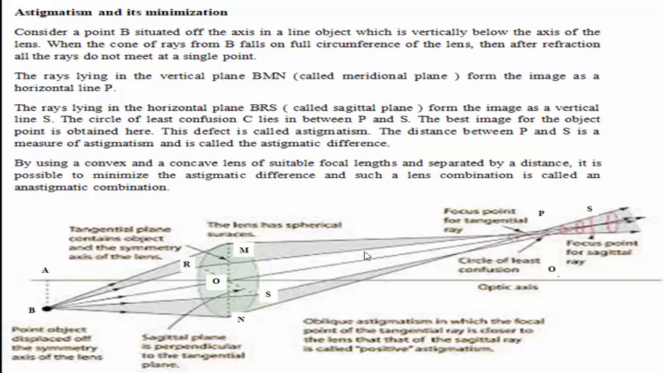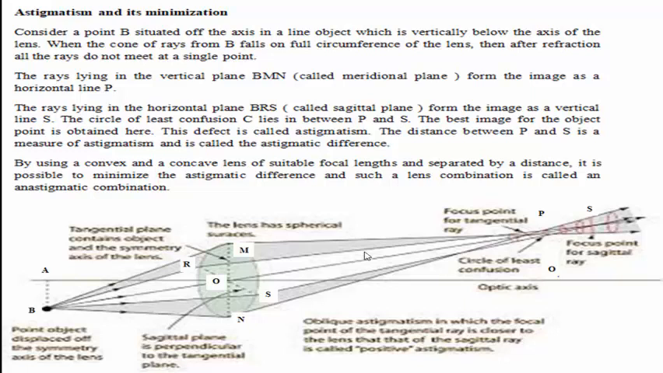The circle of least confusion C lies in between P and S. The best image for the object point is obtained here. This defect is called astigmatism. The distance between P and S is a measure of astigmatism and it is called the astigmatic difference.